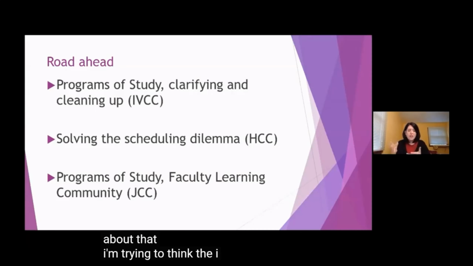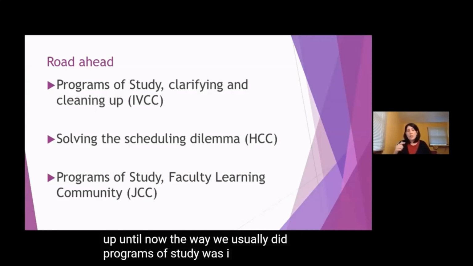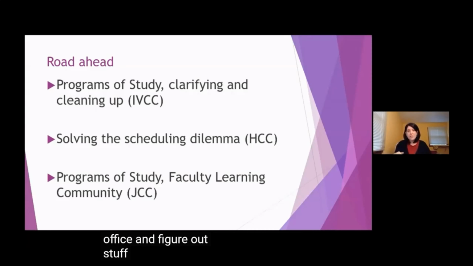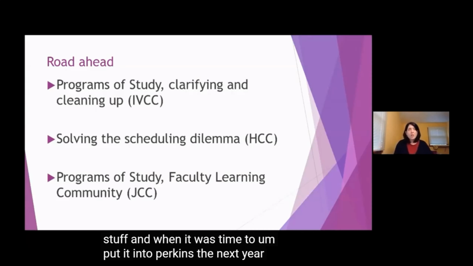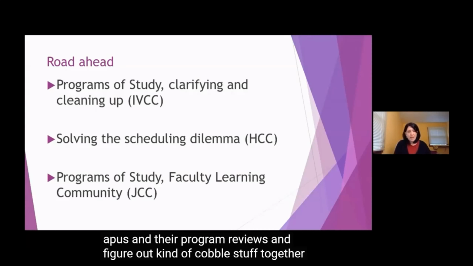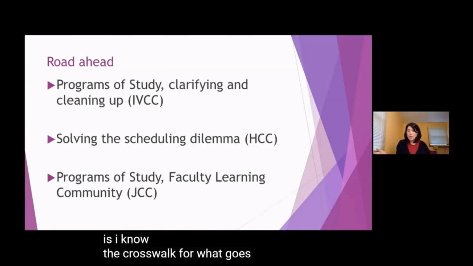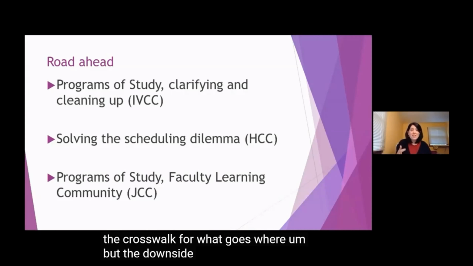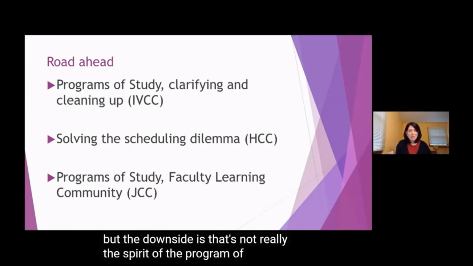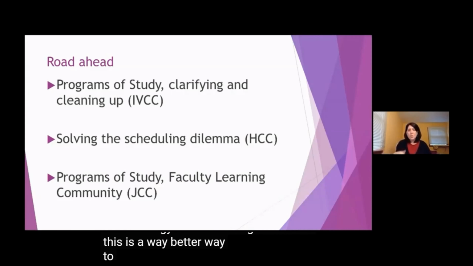I think the other thing is we started realizing that up until now, the way we usually did programs of study was I would sit in my office and figure out stuff when it was time to put it into Perkins the next year. I would use their APUs and their program reviews and cobble stuff together. The nice thing about that is I know the crosswalk for what goes where, but the downside is that's not really the spirit of the program of study methodology for assembling it. So I think this is a way better way to approach it.